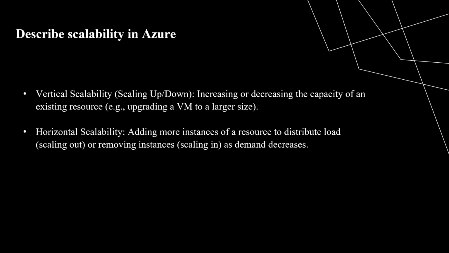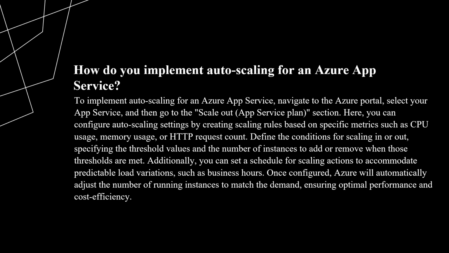Describe scalability in Azure. Vertical scalability, scaling up, down. Increasing or decreasing the capacity of an existing resource, like upgrading a VM to a larger size. Horizontal scalability, adding more instances of a resource to distribute load, scaling out, or removing instances, scaling in as demand decreases.